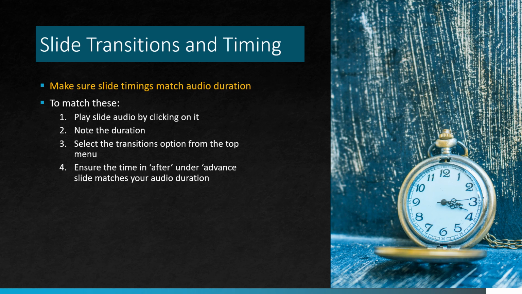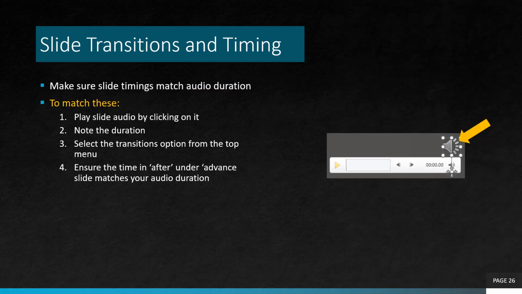To avoid this, you'll need to ensure that the transition time of the slide matches or slightly exceeds the duration of the slide's audio. The process for this is to play the slide's audio by clicking the speaker icon on the slide, followed by the play arrow. When your audio track is done playing, note the duration.